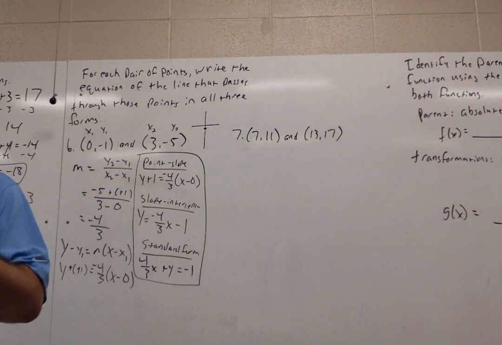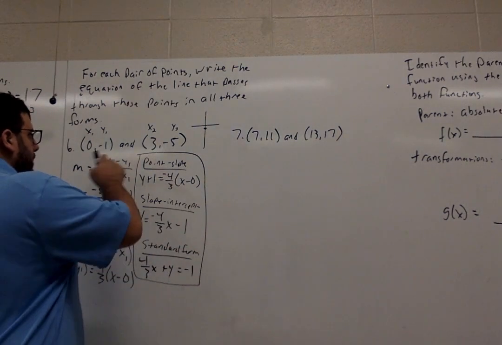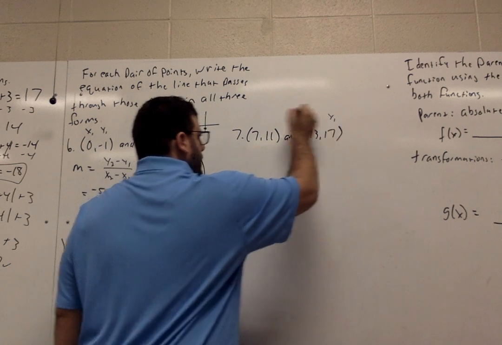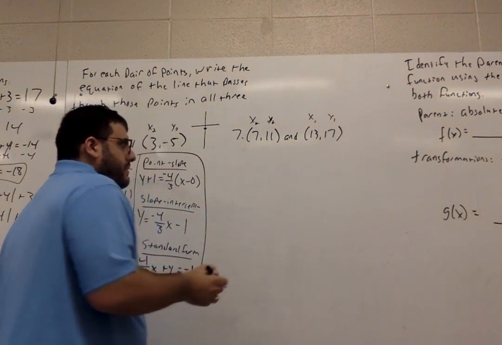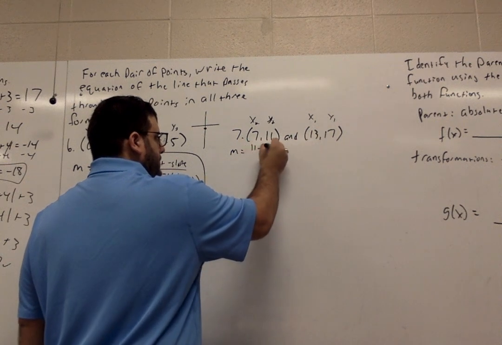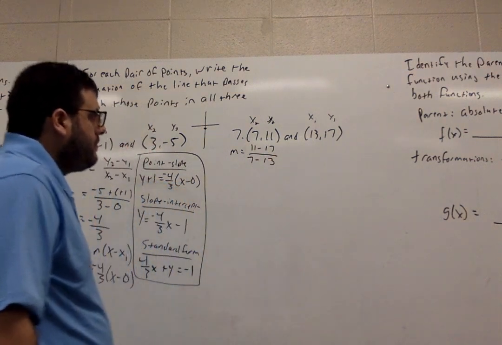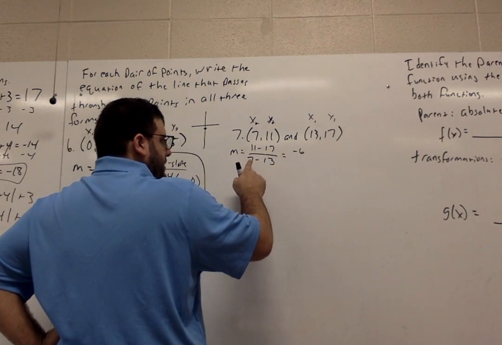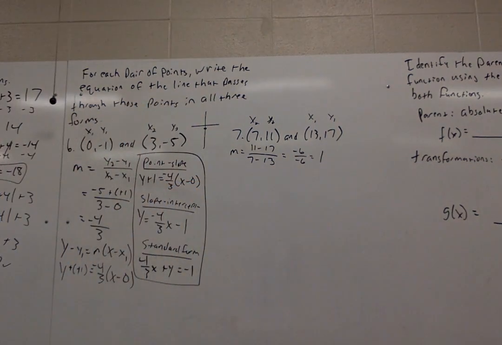I need to find my slope, and I need to put it in point slope form. So here's what I'm going to do. In the last problem, these were my 1s, these were my 2s. Here, these are going to be my 1s, and these are going to be my 2s, x2 and y2. All right, so let's find the slope. y2 minus y1, so 11 minus 17, over x2 minus x1, so 7 minus 13. All right, let's simplify that. 11 minus 17, that's -6. 7 minus 13, that's also -6. -6 over itself is +1.